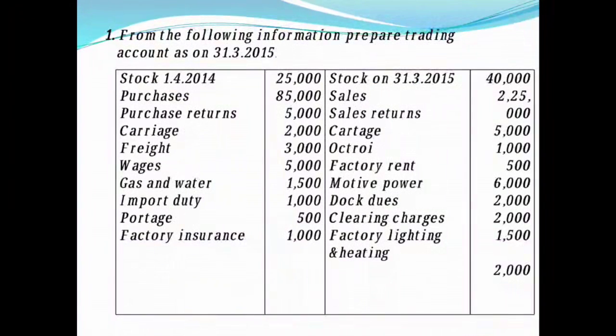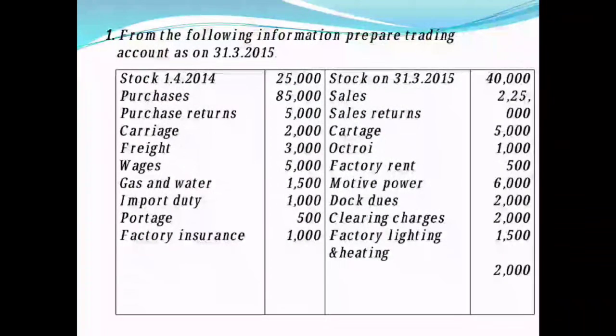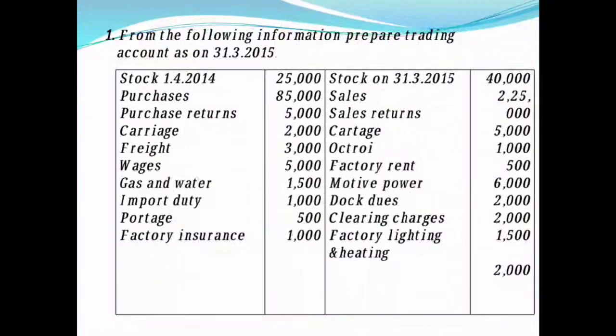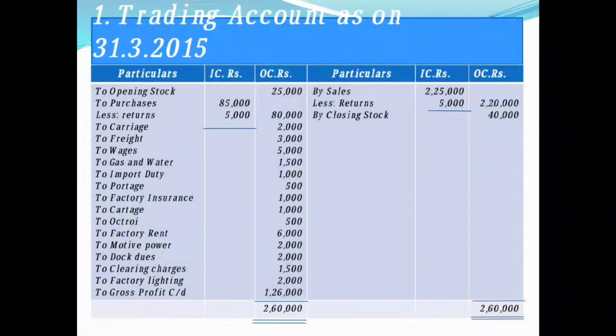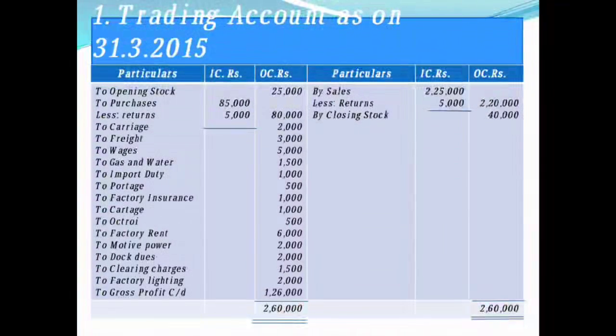Okay, the next is motive power rupees 2000, an expense again, so debit side to motive power rupees 2000. The next you have dock dues rupees 2000. Again you have to record it as an expense, debit side to dock dues rupees 2000. The next you have cleaning charges, again an expense, debit side you should record 1500, to cleaning charges rupees 1500. The next you have factory lighting and heating 2000 rupees, which you have to record debit side again, to factory lighting rupees 2000.